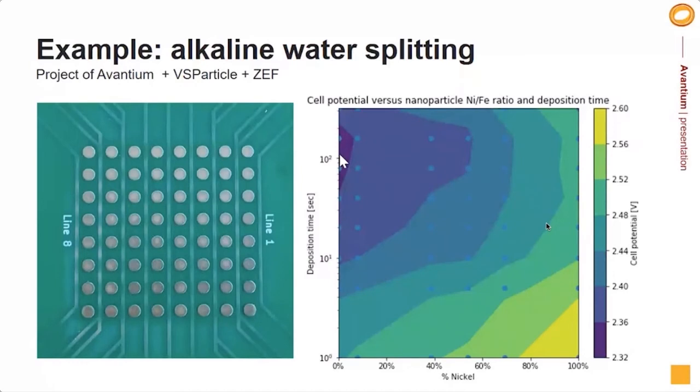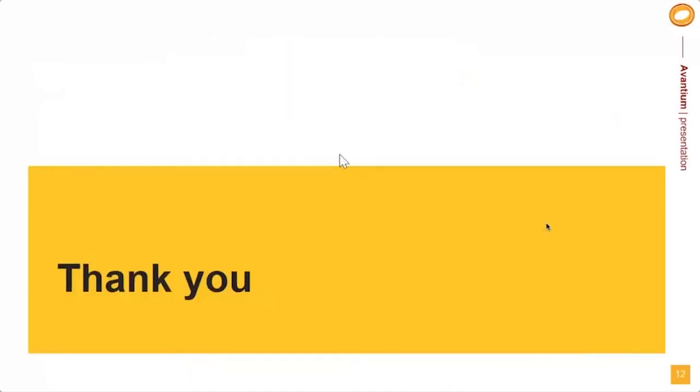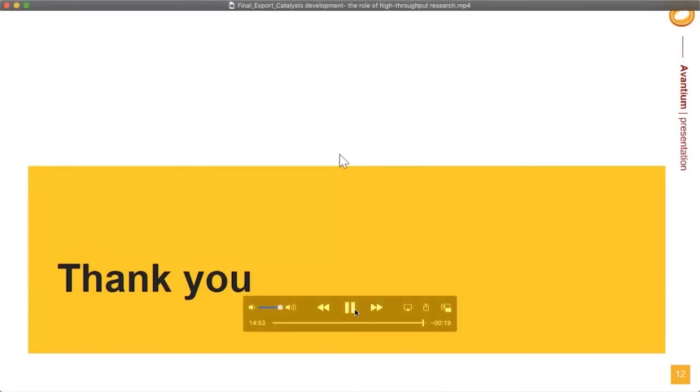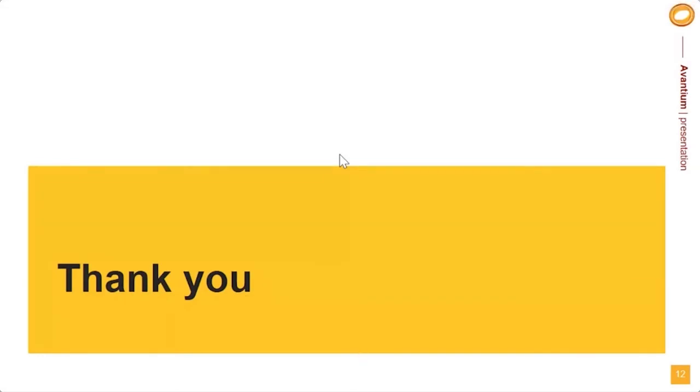So actually, this already brings me to the end of my presentation. I want to show you that high throughput approaches can really help you to find new materials, both in, let's say, conventional heterogeneous catalysis and in electrochemistry, which is a new emerging area. And we are developing new technologies for that, also together with VSPARTICLE. And we really think that bringing companies together, working with universities, can accelerate this development of new materials. So thank you.